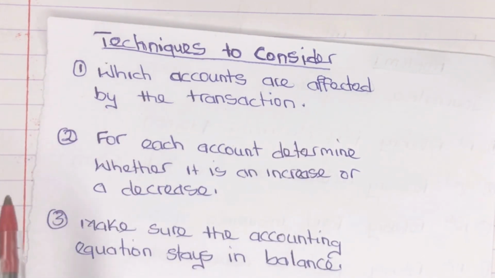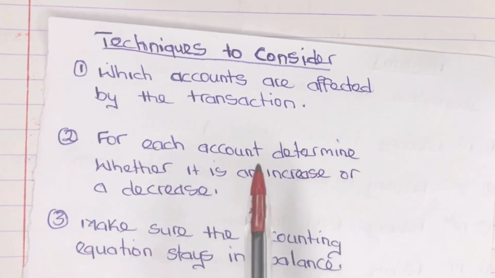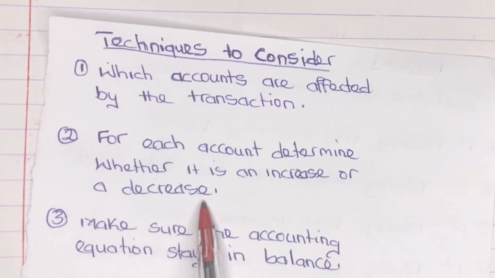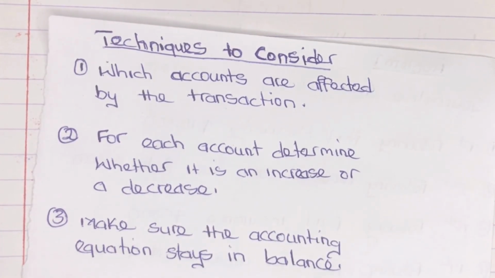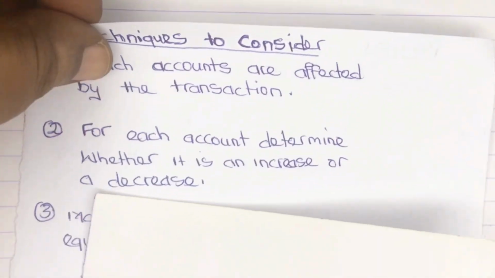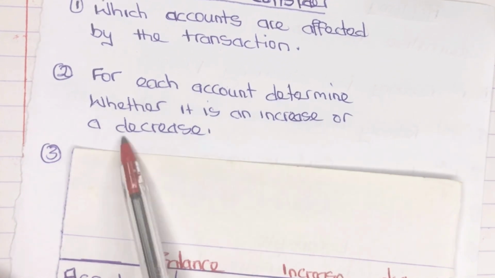So you must identify the account. And then the next one says, for each account, determine whether it is an increase or a decrease. So looking at what we just explained, if for instance it is an asset, it says determine whether it is an increase or a decrease.